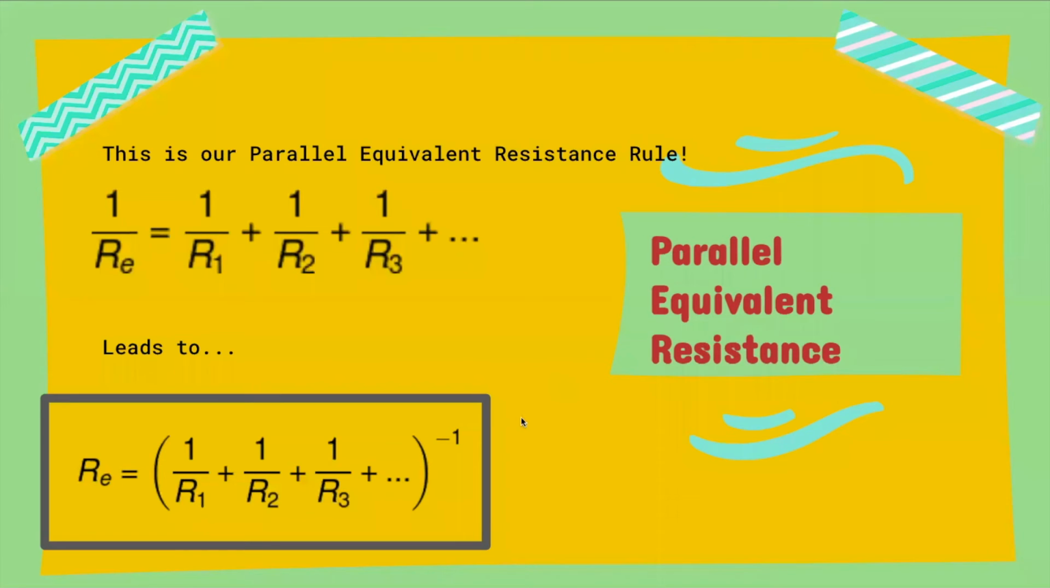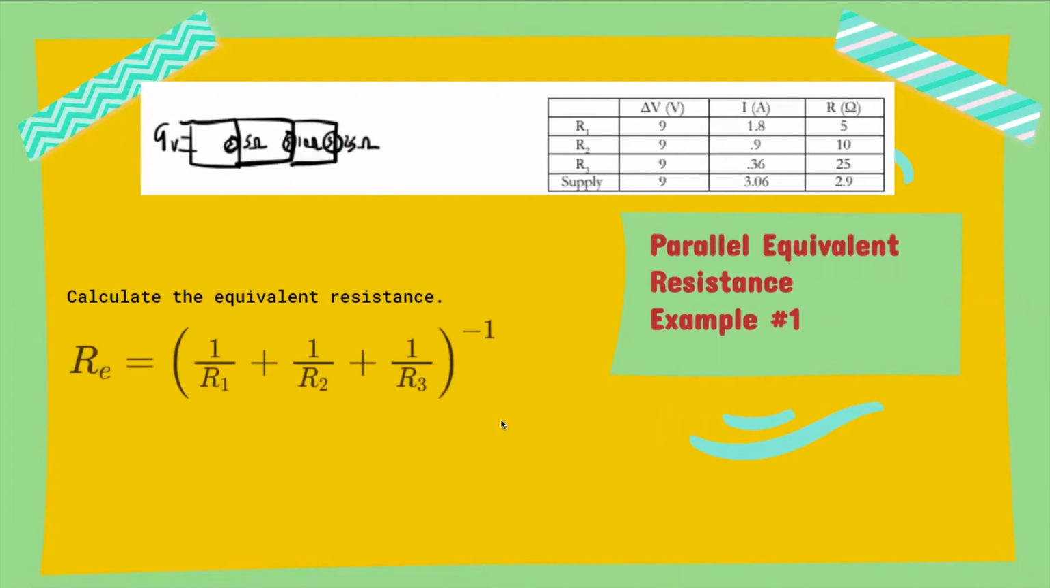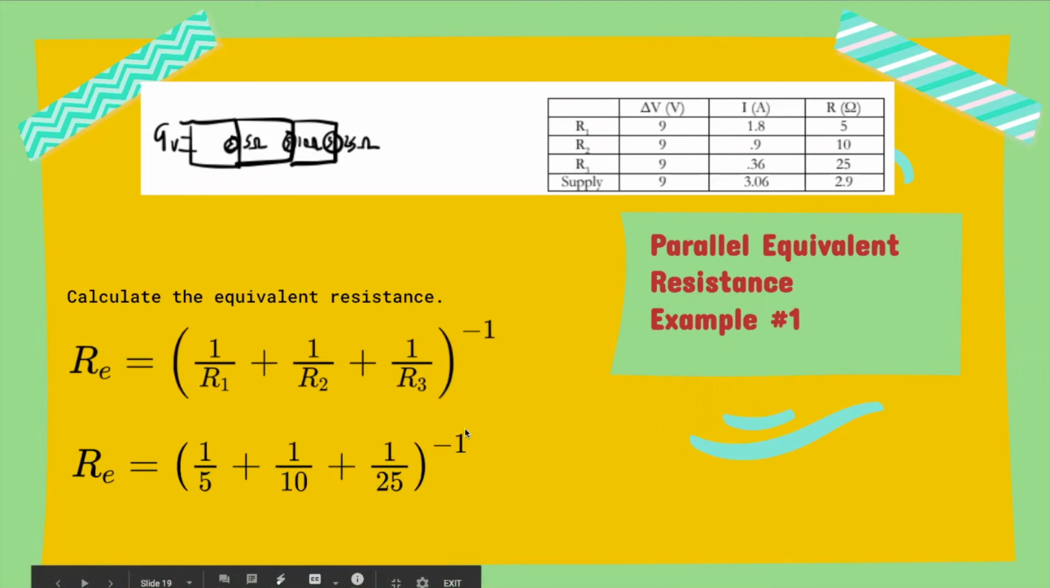So if I wanted to tackle that and use my parallel resistance equation, then I would take my 1 over 5 plus 1 over 10 plus 1 over 25 and put that all to the -1 power. Now, if you want, you can totally do this by hand. If you want to use a least common denominator, it would be 50. Then you could do 10/50ths plus 5/50ths plus 2/50ths, and then take an inverse.